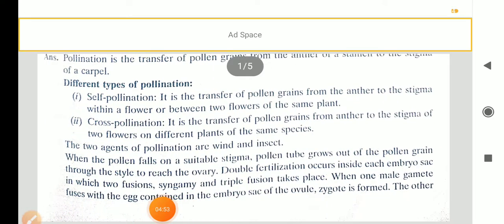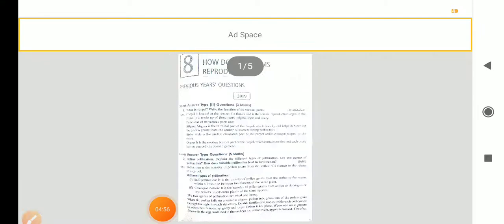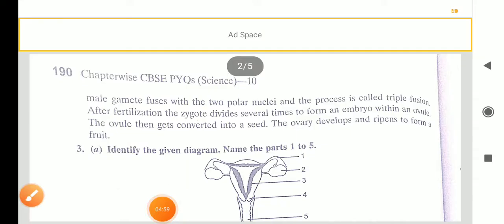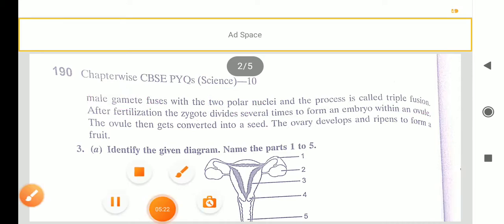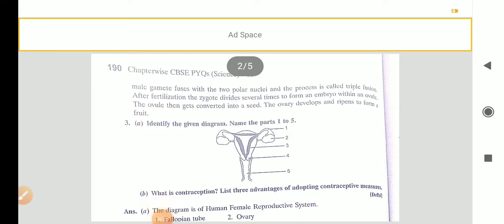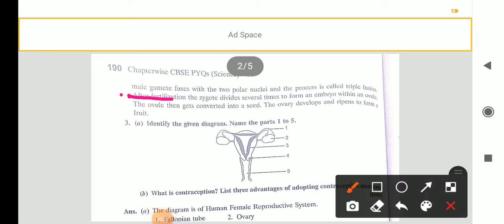And the second male gamete fuses with the two polar nuclei, and the process is called triple fusion, right? Because there is fusion of the two polar nuclei and one male gamete, it is called triple fusion. After fertilization, the zygote divides several times to form the embryo. And yes, this male gamete which is written here is actually the tube nucleus, है ना? It fuses with the polar nuclei, and this is called triple fusion.